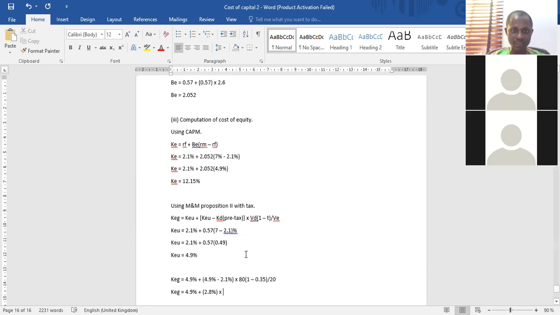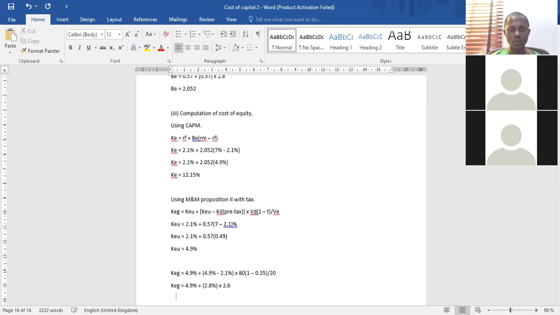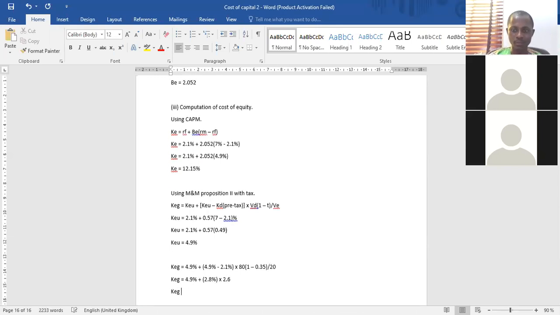times, I think we have done this before. We have 2.6. Okay, let me read it anyway for confirmation. 80 times 0.65 divided by 20, 2.6. So cost of equity geared will be equal to 2.6 times 2.8 plus 4.9, 12.18%. Did you get the same thing or not?